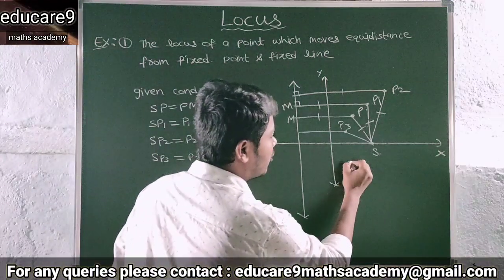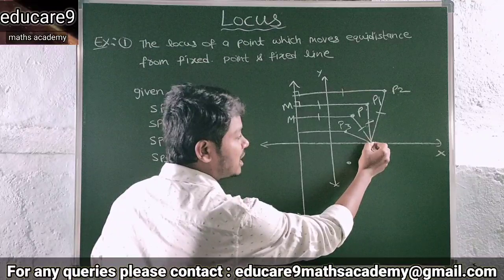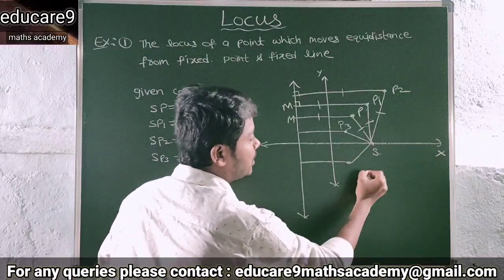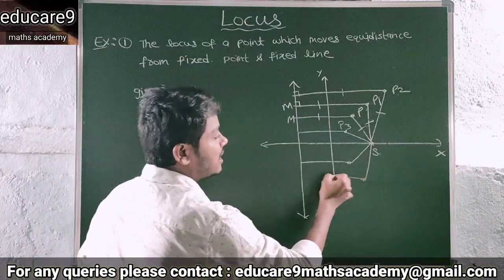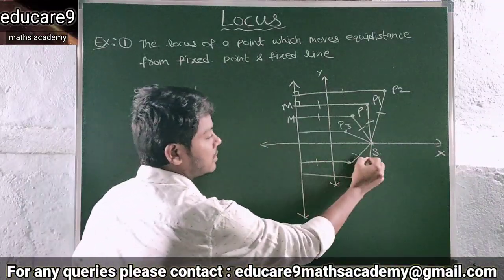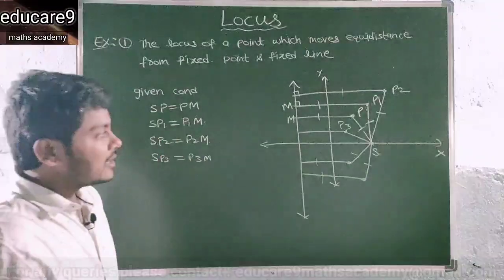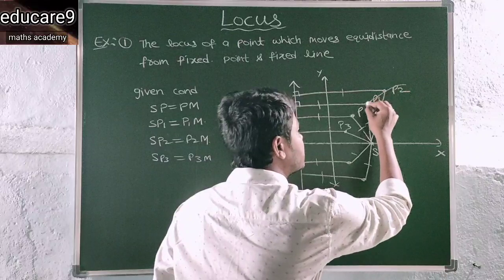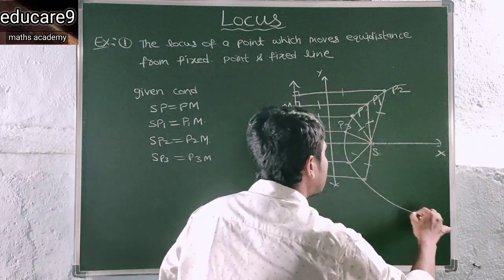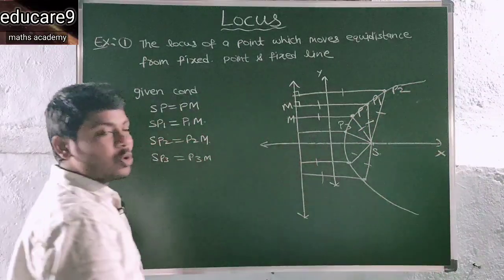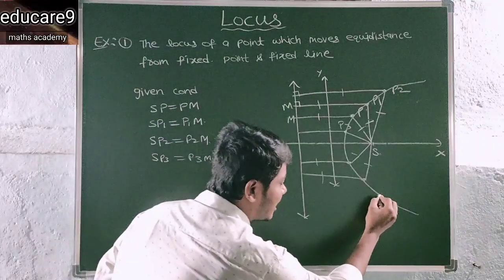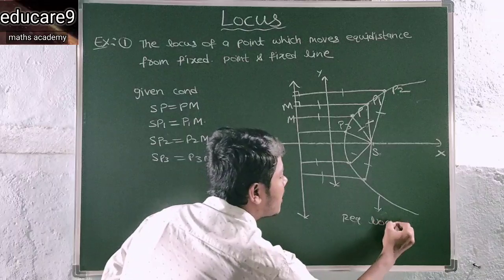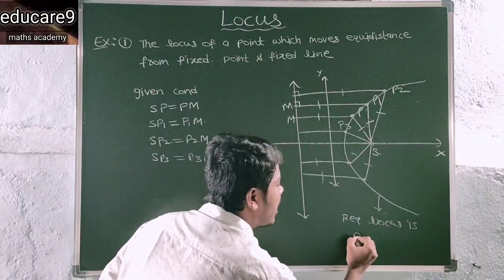For example, P4. So this point also satisfies the given geometrical condition. For example, this point P5 also satisfies the given geometrical condition. Okay. Then the line joining these points is called the locus. So here clearly the required locus is what? Locus is parabola.